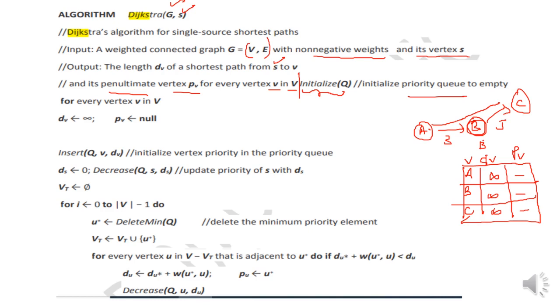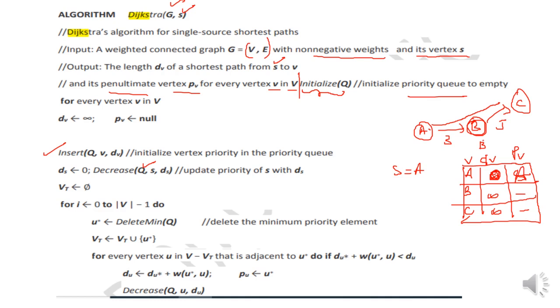Okay. Then I will now initialize vertex priority in the priority queue. That's why the insert function is being called. After that, I am going to set ds, that is the distance of the source vertex. Let's assume it is A. Its distance as 0. And that I am going to update in the queue. Okay. So the penultimate vertex for the source vertex is itself. That is S itself, source vertex itself.